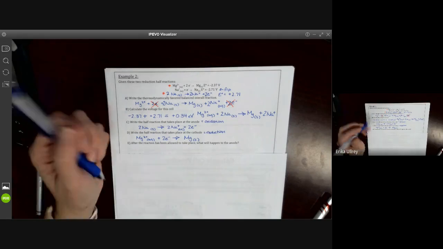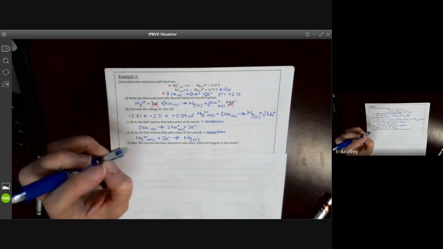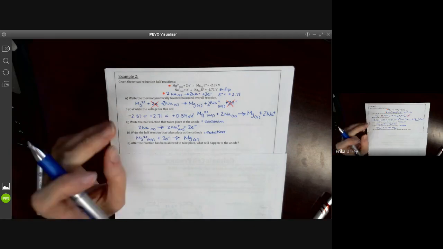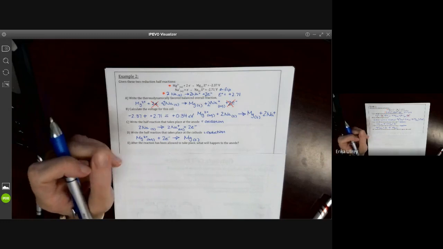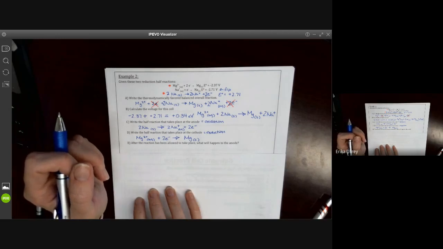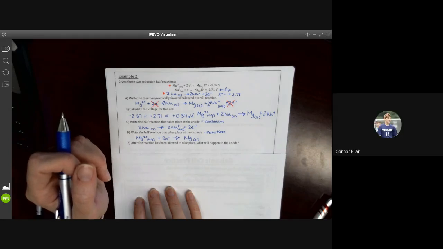So what's going to happen to the anode? Is it going to increase in mass or decrease in mass? Connor, what do you think? I'm sorry, what was the question? Yeah, so the anode, is it going to increase in mass or decrease in mass? Increase because you're adding electrons.